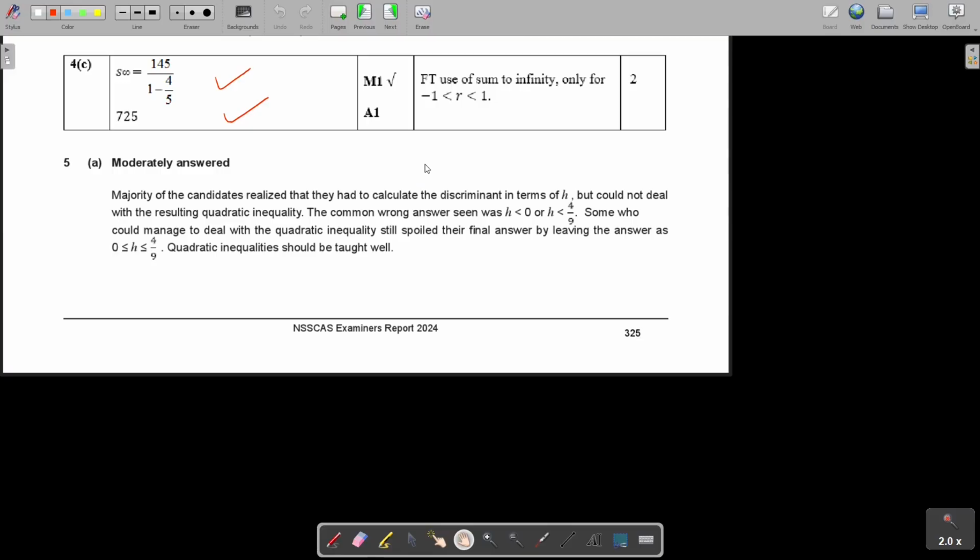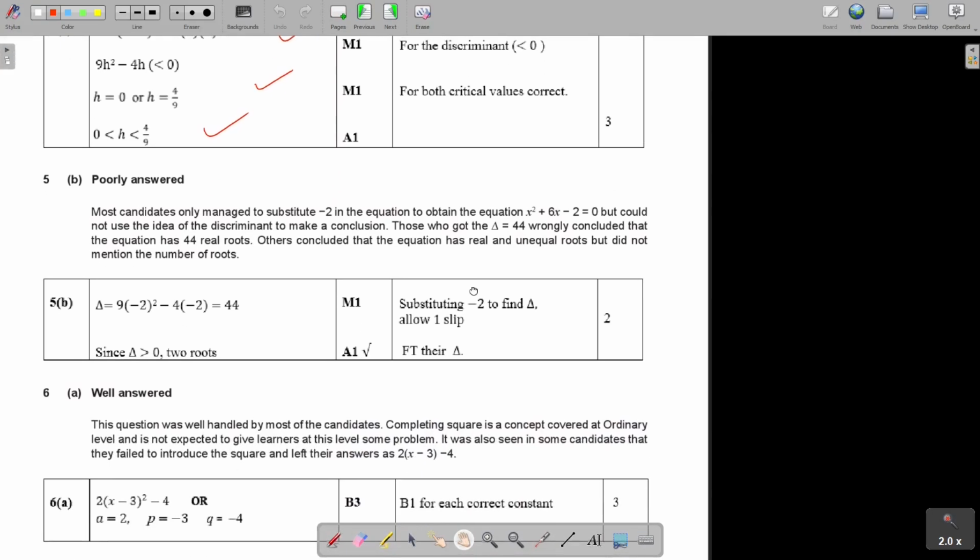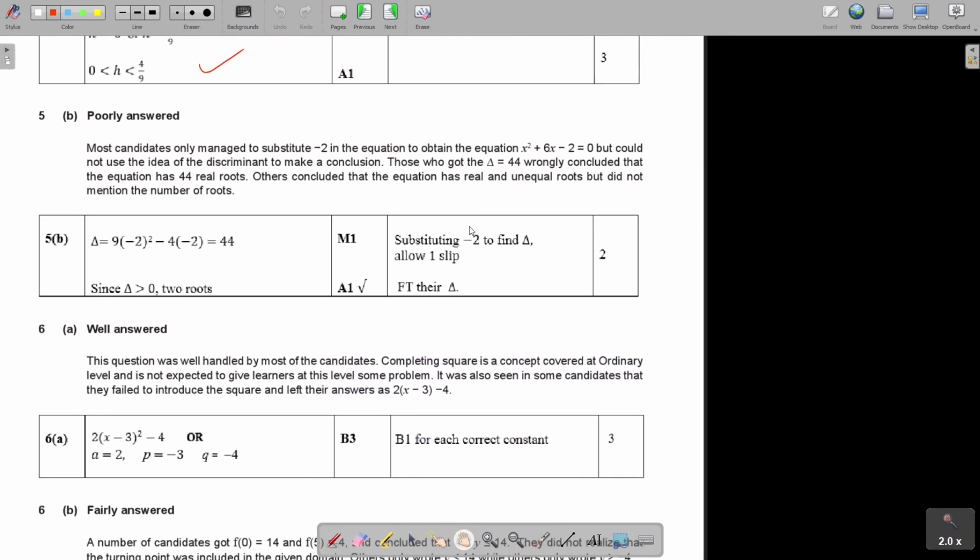Majority of candidates realized that they had to calculate the discriminant in terms of h, but could not deal with the resulting quadratic inequality. The common wrong answer seen was this. Some who could not manage to deal with the quadratic inequality still spoiled their final answer by leaving the answer as this. So don't put equal signs if there's not equal signs in the original one. Quadratic inequality should be taught well. So please don't put the equal signs there. And then, because no real roots, it was the part of the question, smaller than 0.